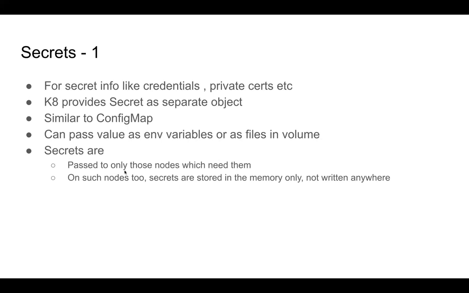Secrets are passed to only those nodes which need them. And on such nodes also, secrets are stored in memory only. Kubernetes does not write those secrets anywhere on a file or anywhere else. So it will be stored only in memory, and it will be sent only to those nodes which have the pods running which need those secrets.